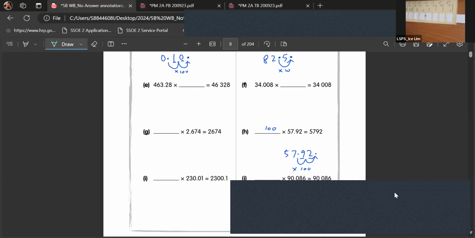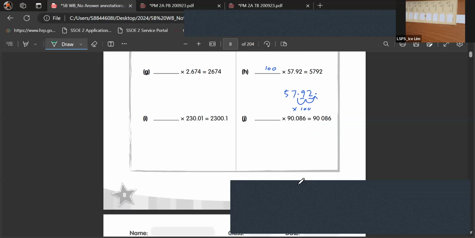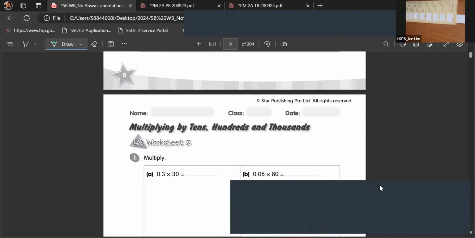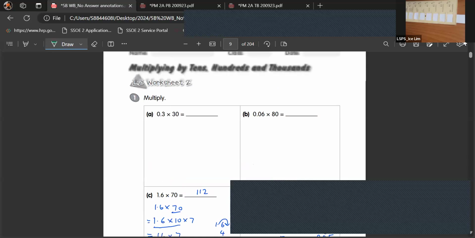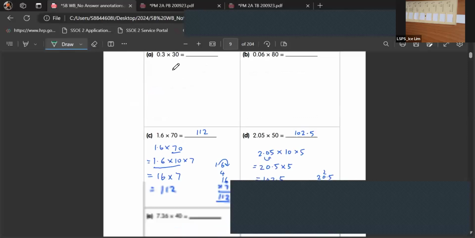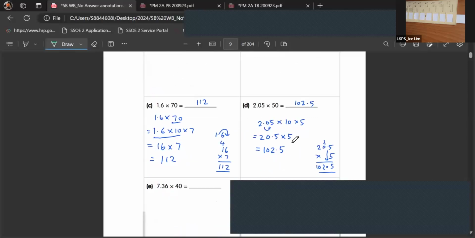I've completed my exam paper. I'm running through a check. I look through every page to make sure that I complete every question. Okay, then the level 2. When we move on to level 2, we multiply by multiples of tens, hundreds, and thousands, such as times 30, times 70, times 50.